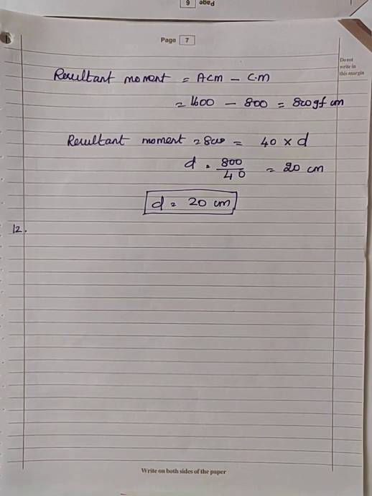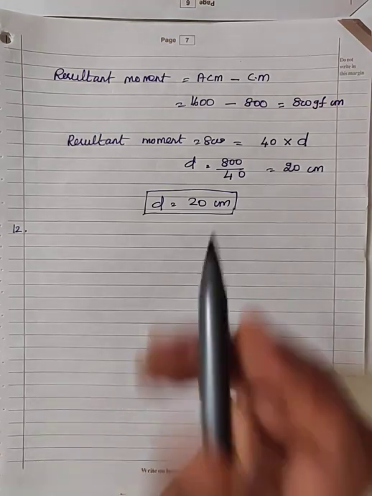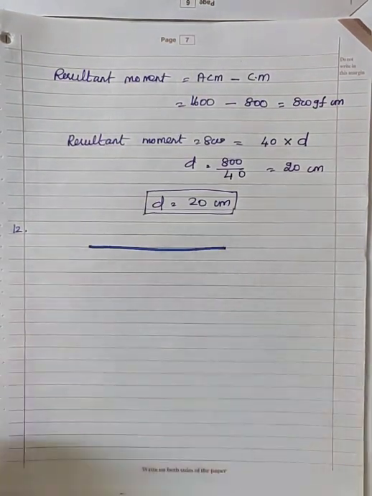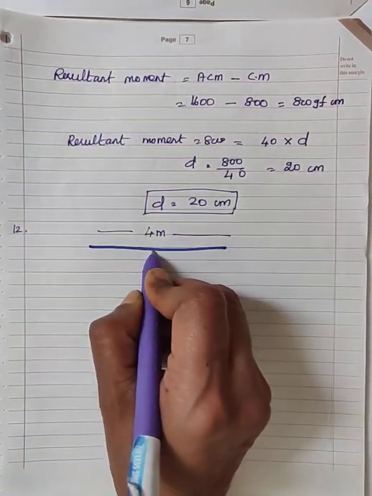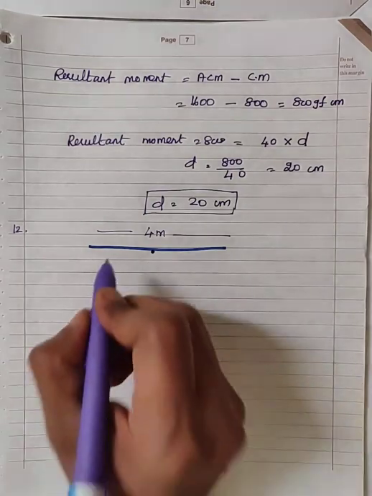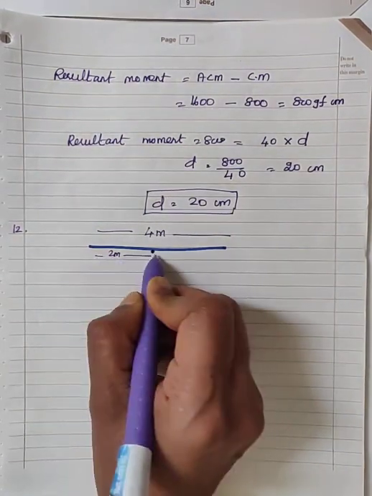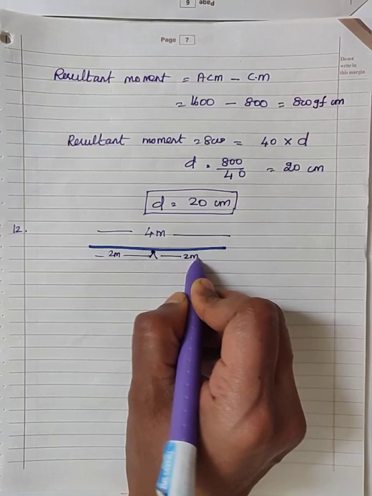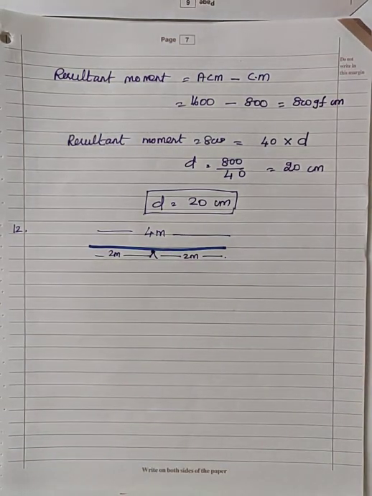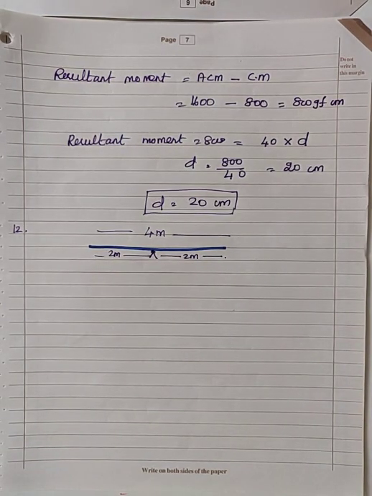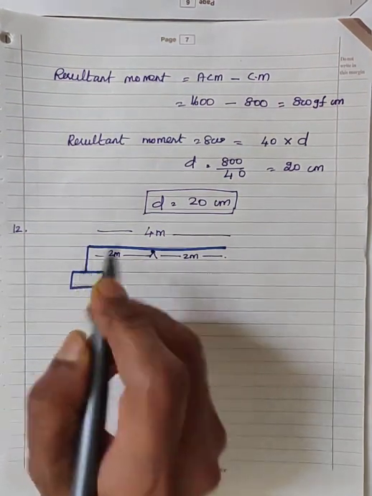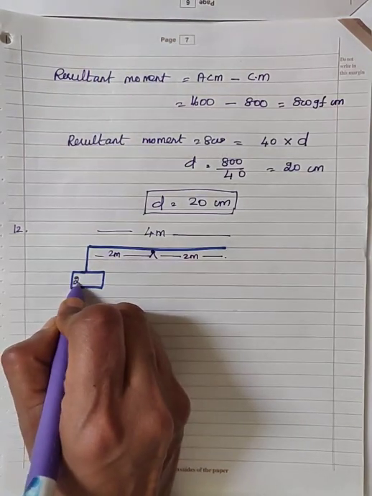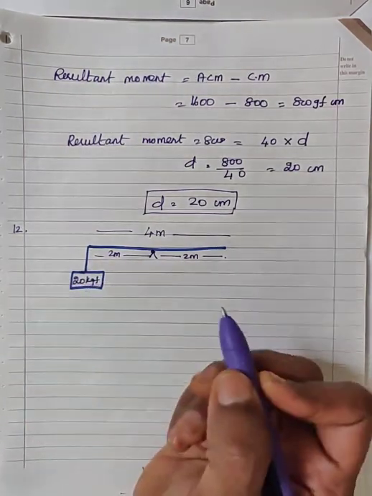That is the question. So we represent this by a diagram. Let us consider a 4 meter seesaw. The length of the seesaw is given as 4 meter. Let me write the center point, so that this distance is equal to 2 meter and this distance is equal to 2 meter. And the boy is seated at one end, whose weight is 20 kilogram force. Consider the boy is seated here.